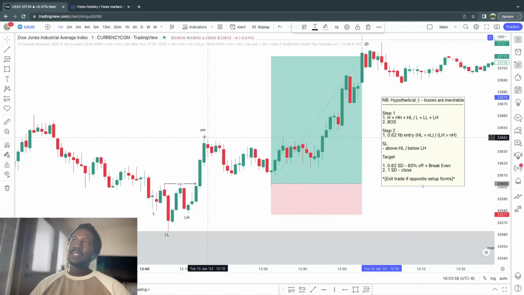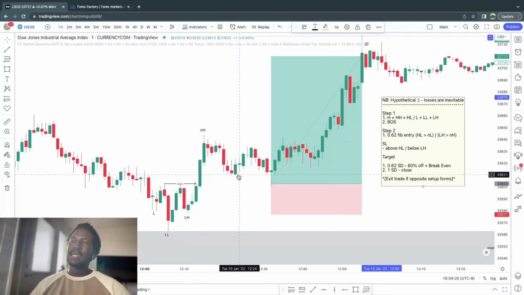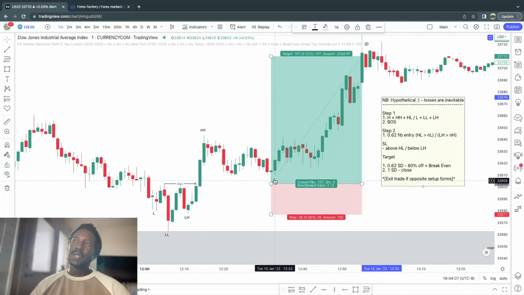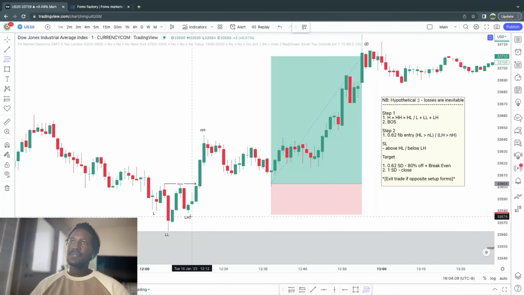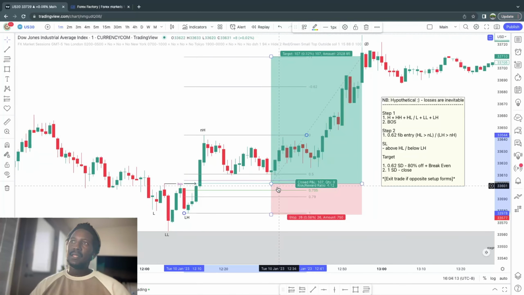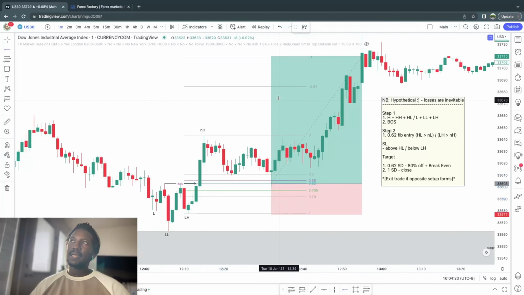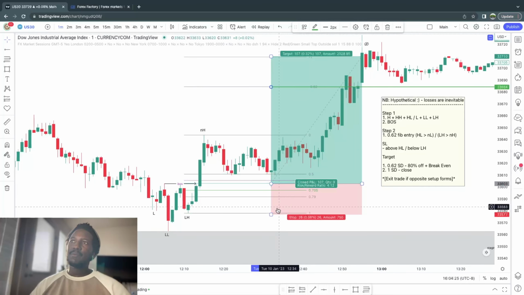and then number three, we anticipate a new high to form, and when that forms, we take our fib entry from the lower high to the new high, and we wait for a 0.62 entry, which happened here. So if I was to take my fib from the lower high to the new high, there we go, that was our entry at 0.62, and then our stop loss below the lower high, and our targets are 0.62 standard deviation right here. We take off right there, we take off 80%, and then we break even.